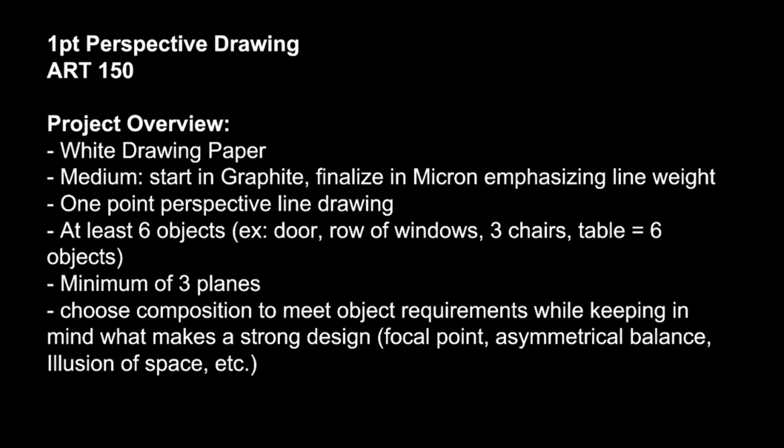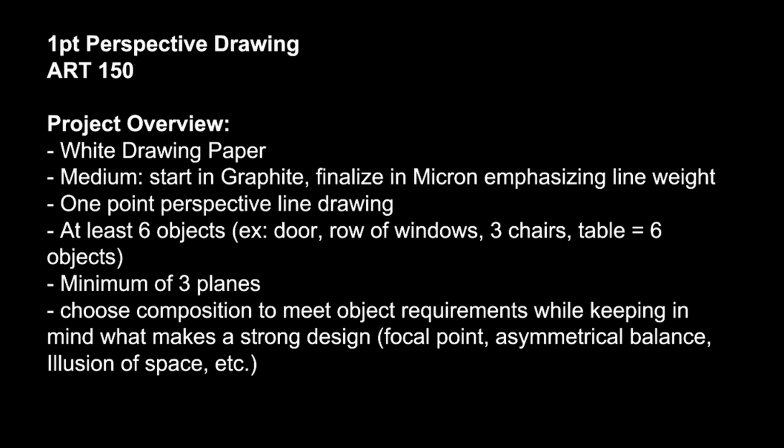So before we finish up this lecture, let's talk about our 1-point perspective drawing. We're going to be doing this one outside of class. We're going to use white drawing paper. We're going to start off with graphite, and we're going to finalize our drawing with micron pen, thinking about line weight. We're going to create a 1-point perspective drawing, and it's going to be inside.